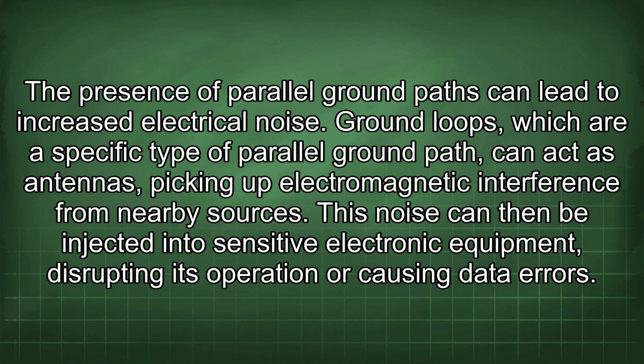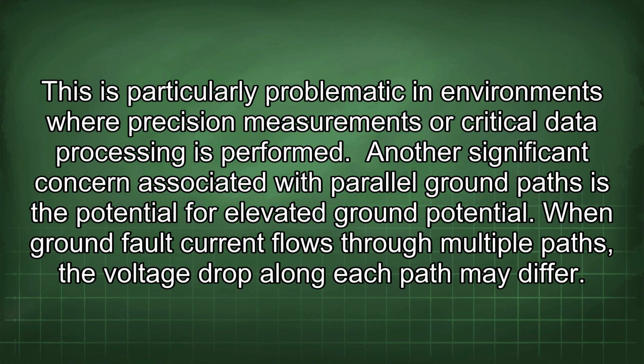Ground loops, which are a specific type of parallel ground path, can act as antennas, picking up electromagnetic interference from nearby sources. This noise can then be injected into sensitive electronic equipment, disrupting its operation or causing data errors. This is particularly problematic in environments where precision measurements or critical data processing is performed.